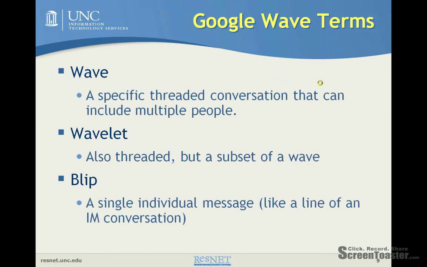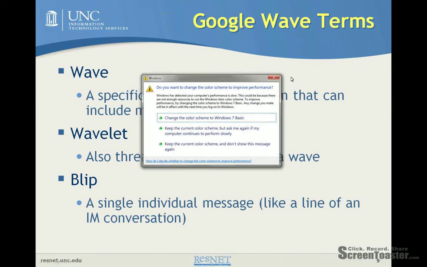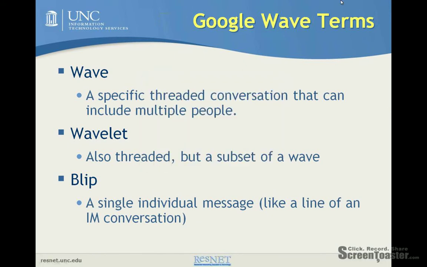So before we start, let's just go over some Google Wave terms. There's a wave, which is a specific threaded conversation that can include multiple people, a wavelet, which is also threaded but a subset of a wave, and a blip, which is a single individual message, kind of like a line of an IM conversation. Let's go to the next slide and we can check out a pictorial representation of this.